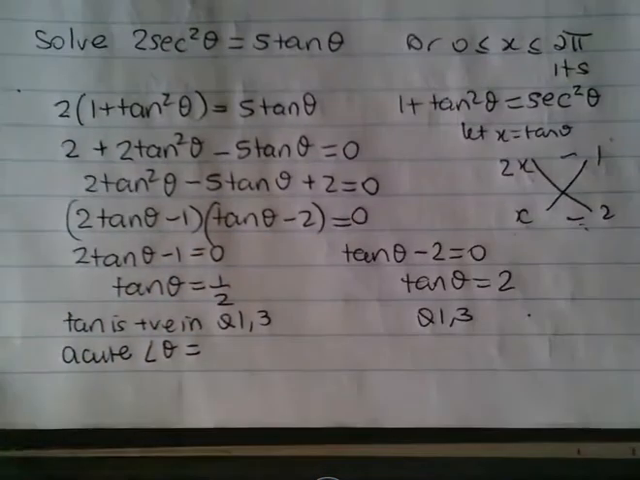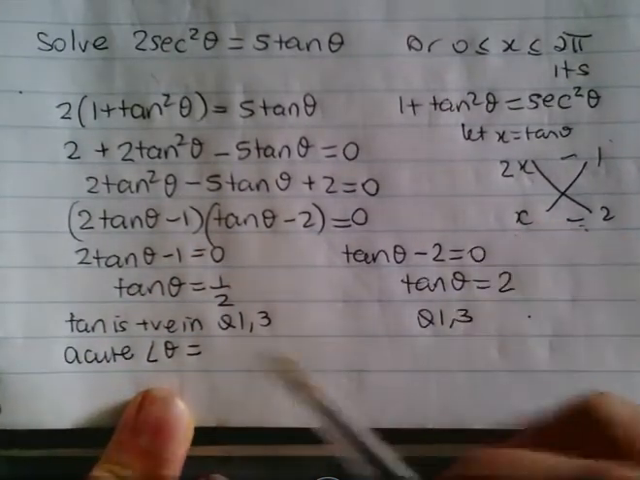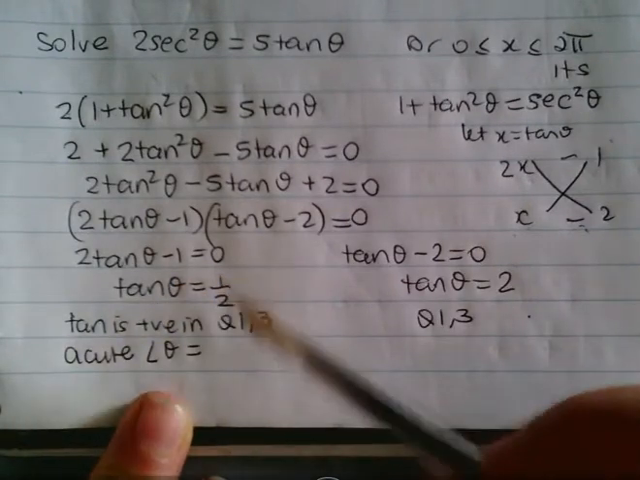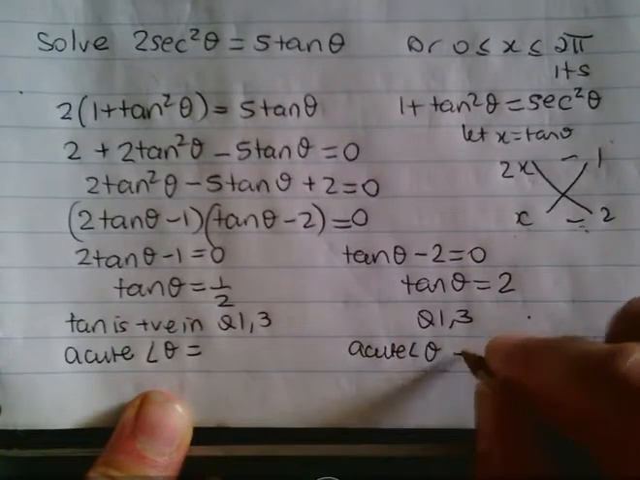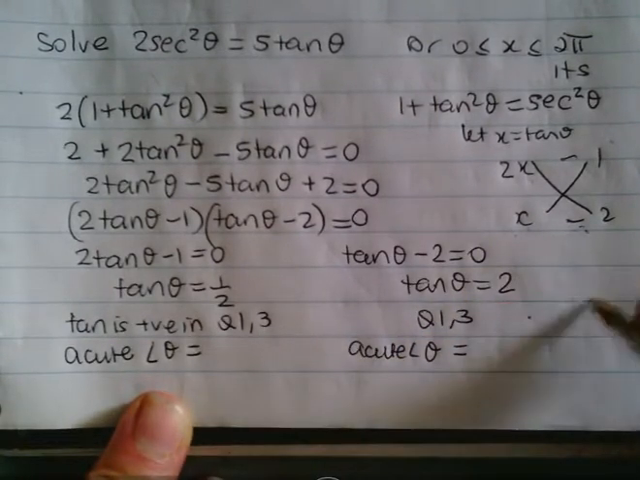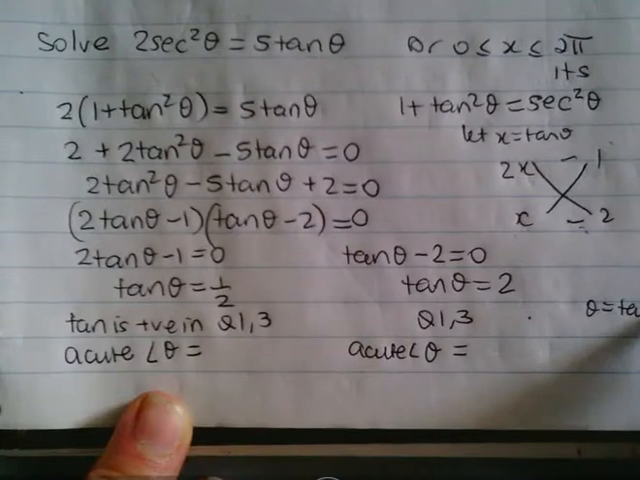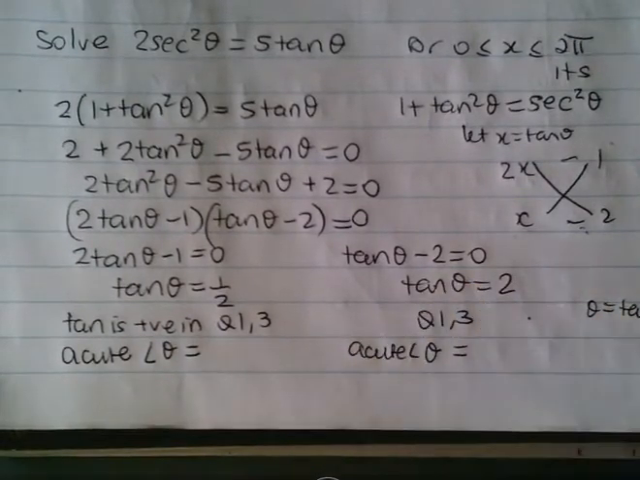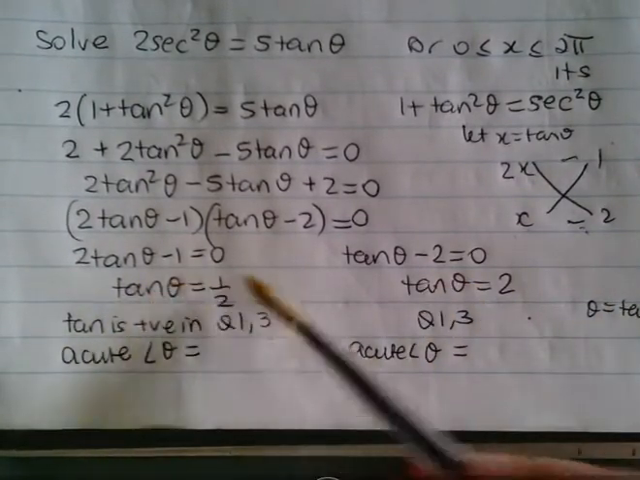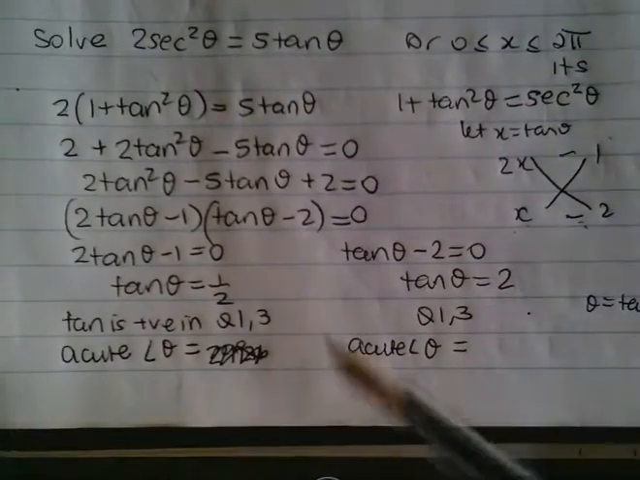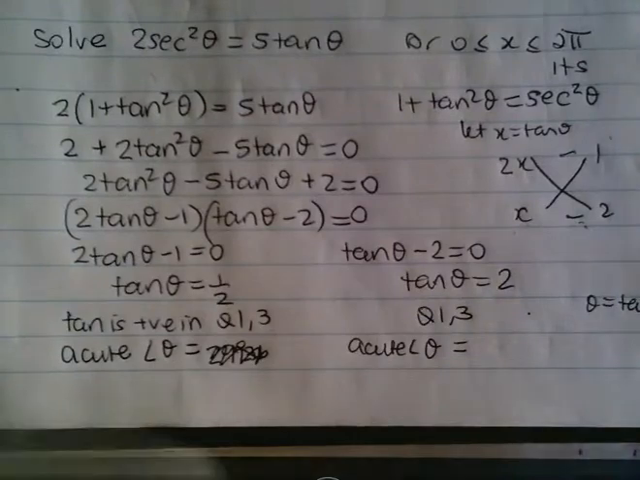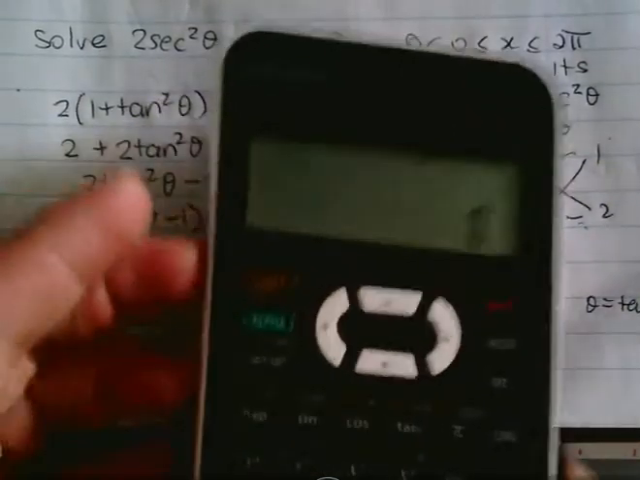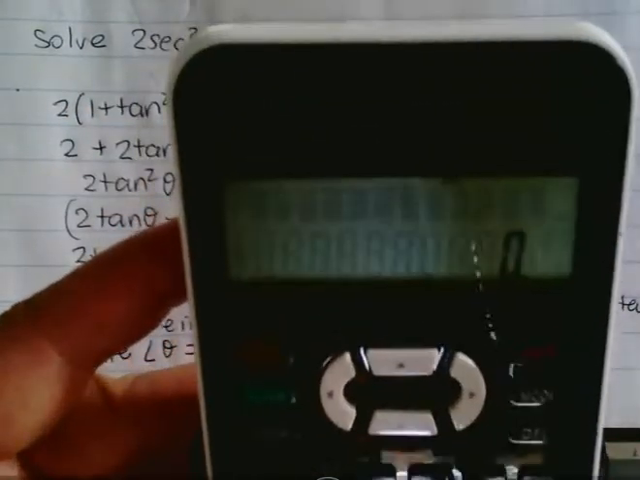So my acute angle theta, you'll need your calculator for that, and you'll be doing tan to the minus 1 of 1/2. And over here you'll need your acute angle theta as well, and you'll be doing tan to the minus 1 of 2, because tan of what is 2, and here tan of what is 1/2. Here, because it's not an exact value, and we are not working in degrees, you need to change your calculator, and it cannot be in degrees mode.